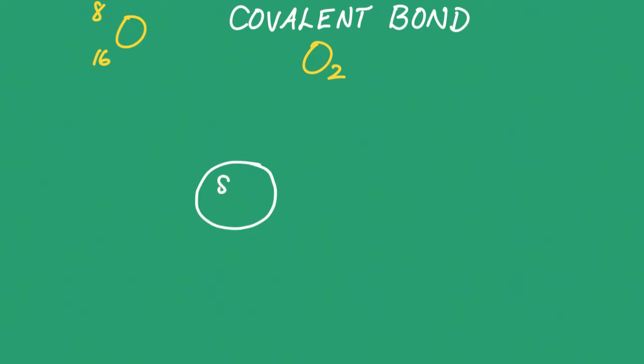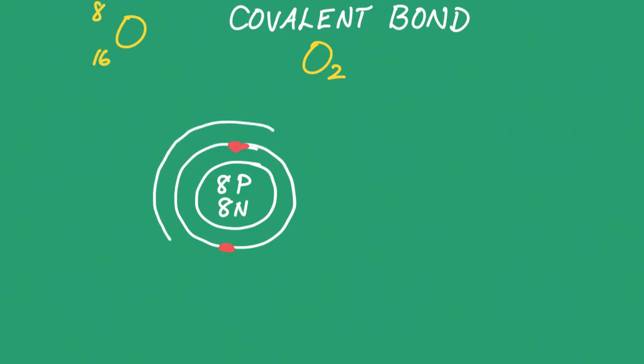This time we'll look at oxygen atoms. When two oxygen atoms come together, they share two pairs of electrons and form a double bond between the two oxygen atoms. Oxygen has 8 protons and 8 neutrons. So the first shell has 2 electrons. The second shell has 6 electrons. It needs 2 more electrons to complete its second shell.